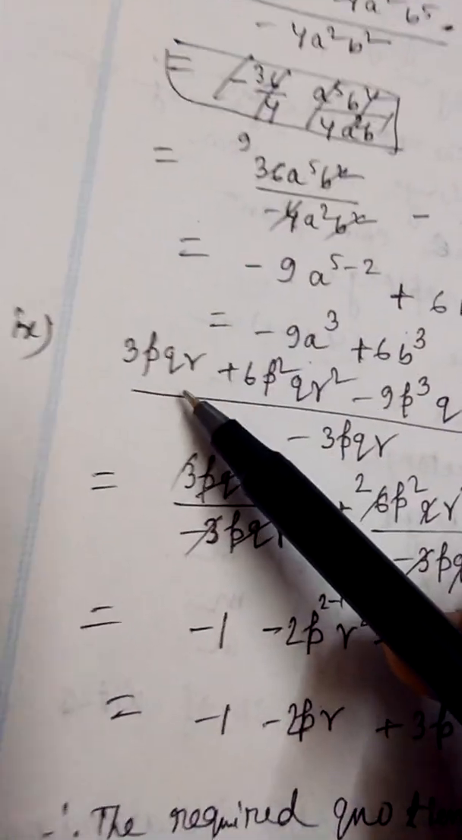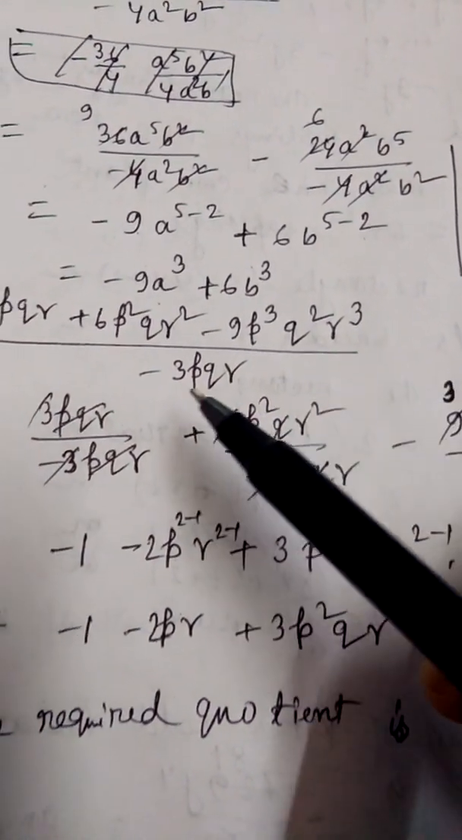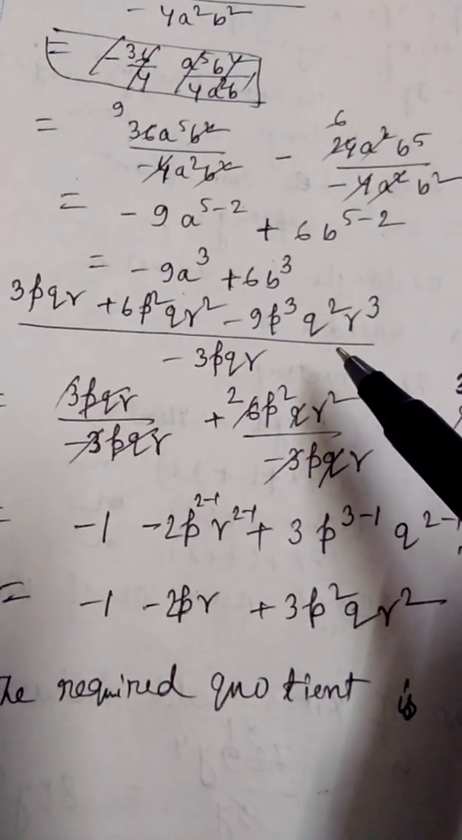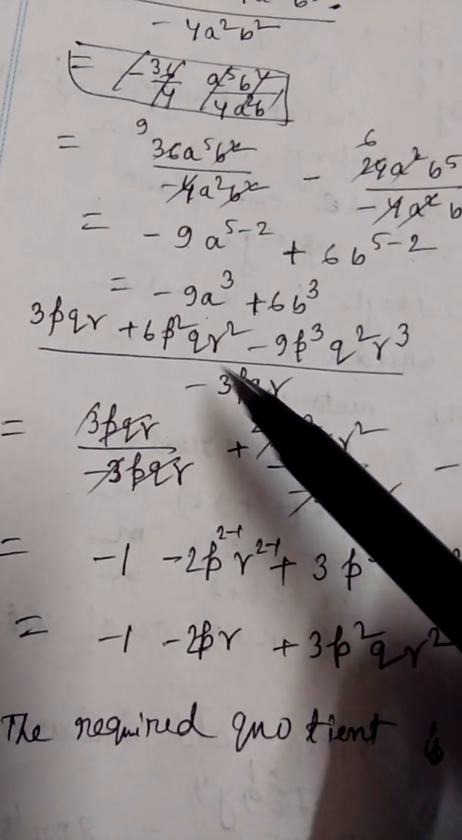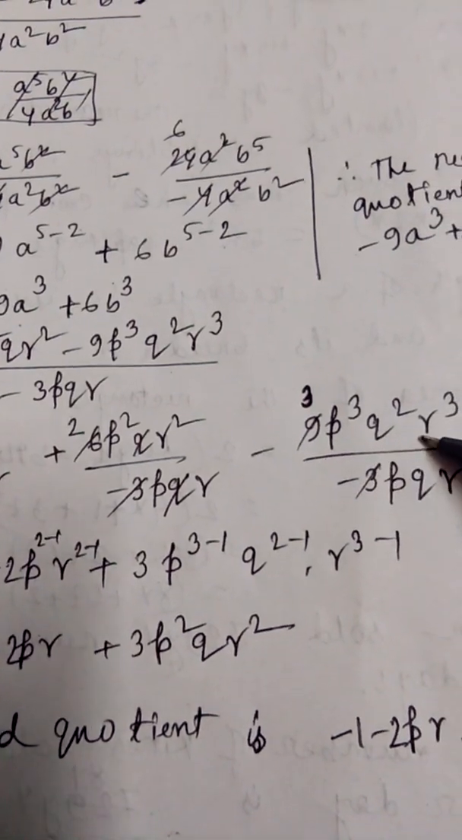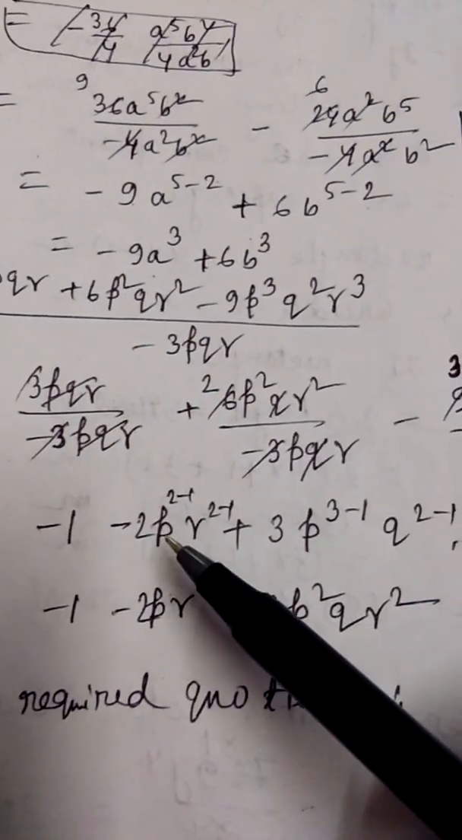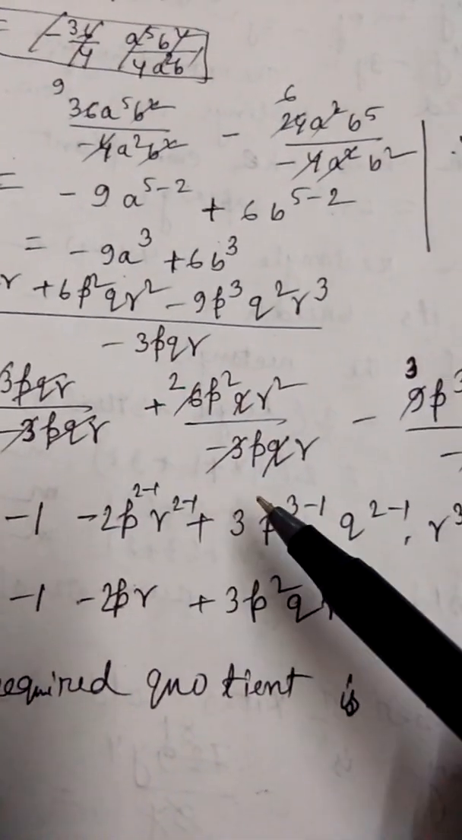In problem number 9, 3pqr plus 6p square qr square minus 9p cube q square r cube by minus 3pqr. Using the right distributive law for division, we can write this equal to 3pqr by minus 3pqr plus 6p square qr square by minus 3pqr minus 9p cube q square r cube by minus 3pqr. For the first term, all these are discarded, therefore the value is minus 1.